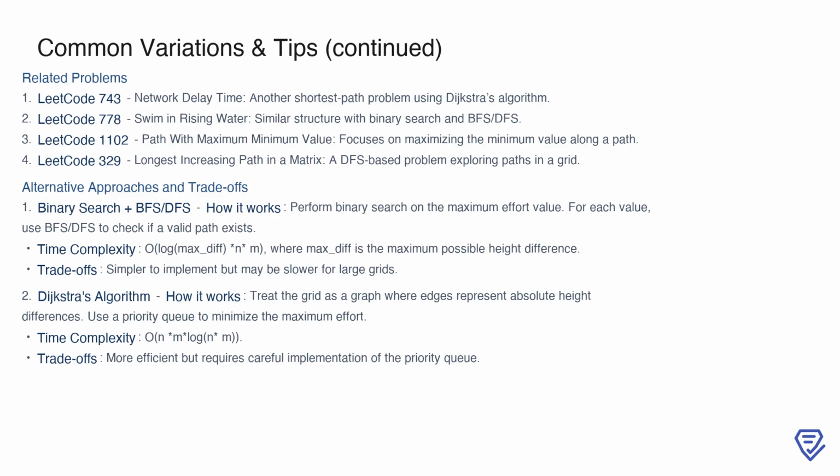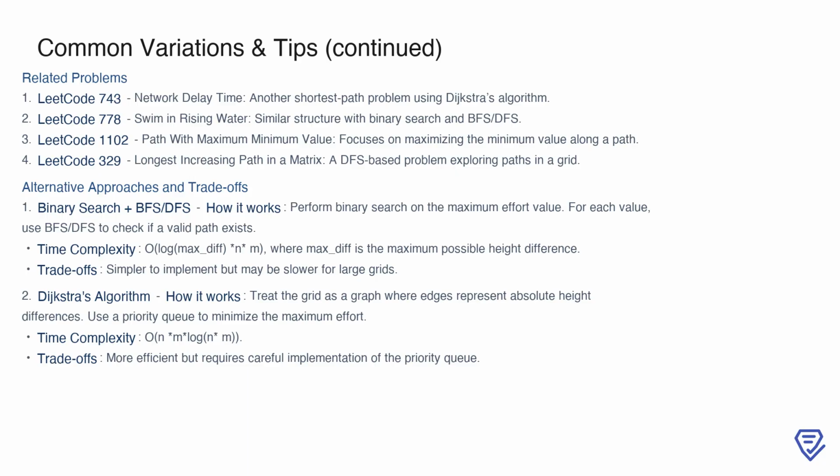There are several related problems that build on similar concepts. For example, LeetCode 743, Network Delay Time, also uses Dijkstra's algorithm to solve a shortest path problem. LeetCode 778, Swim in Rising Water, shares a similar structure and involves binary search with BFS or DFS. LeetCode 1102, Path with Maximum Minimum Value, focuses on maximizing the minimum value along a path, offering a different perspective on path optimization. Finally, LeetCode 329, Longest Increasing Path in a Matrix, explores pathfinding in a grid using DFS, emphasizing sequential relationships rather than differences.